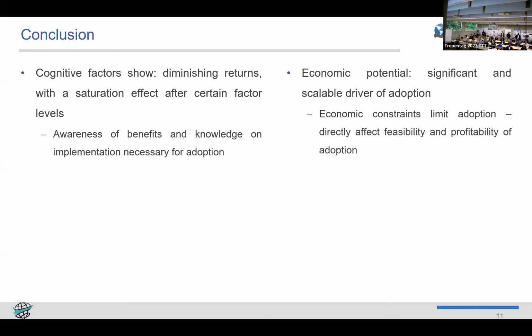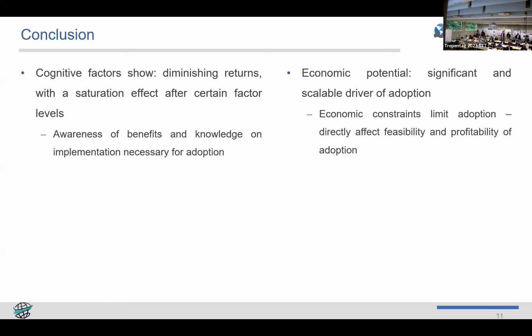To conclude, we could see that the cognitive factors show diminishing returns with a saturation effect after certain factor levels. So these cognitive factors are very important for the adoption decision, but at some point, a further increase is not increasing the adoption rate anymore. So it doesn't make sense to always increase the knowledge and so on. At some point, the households want to perform agroforestry. They have their intrinsic motivators. They are at a certain level. They cannot be increased anymore, but they are constrained because of some kind of economic constraints.